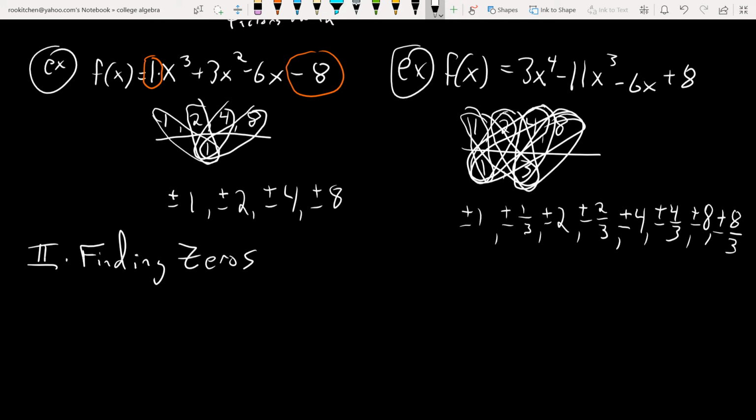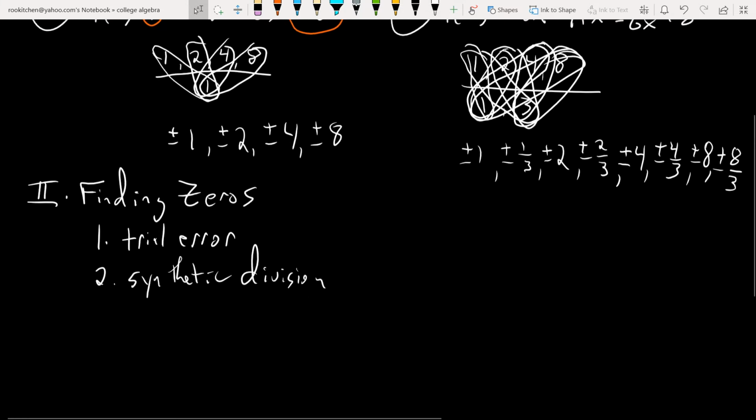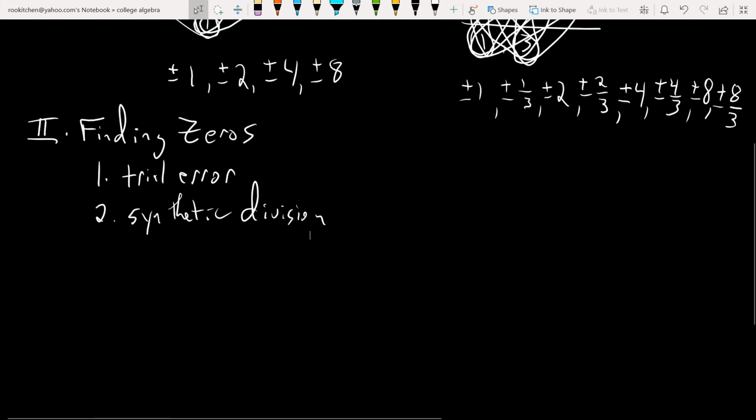It's basically just a matter of trial and error, where you're checking whether or not it's a zero using synthetic division. In other words, when you substitute in the value, do you get out 0? And you could check that by seeing if you get a remainder of 0 in the synthetic division. Okay, so let's try one.